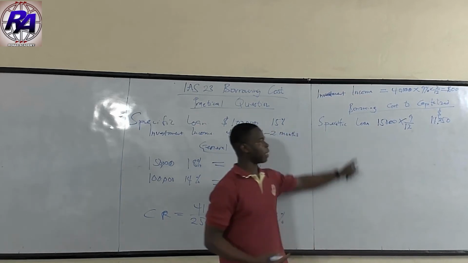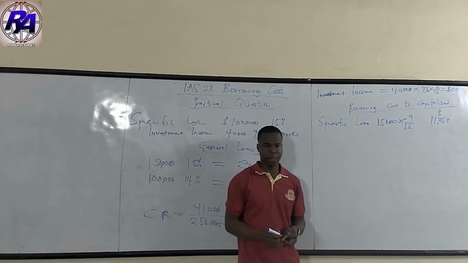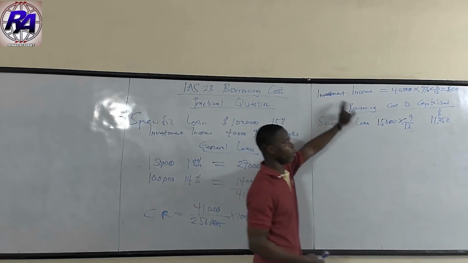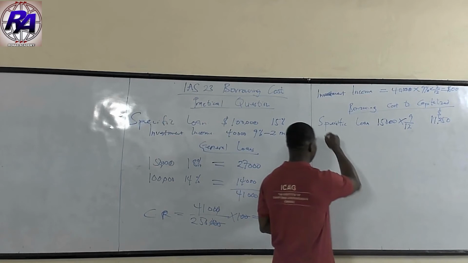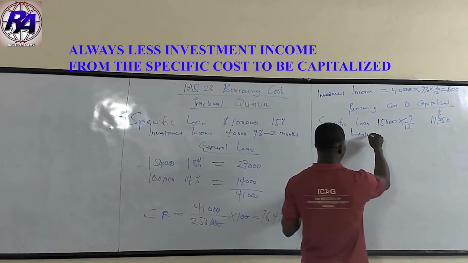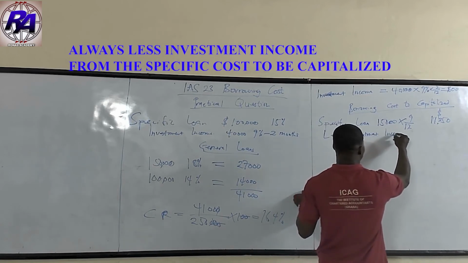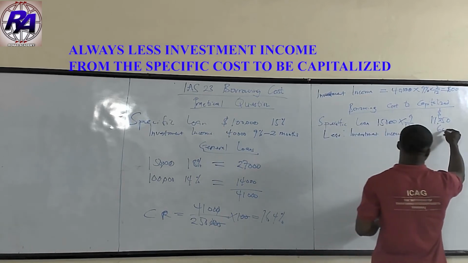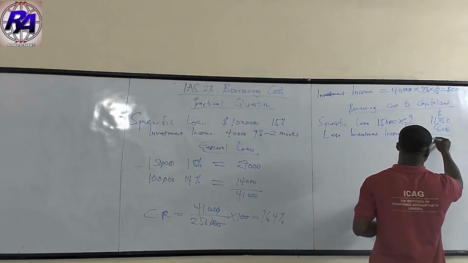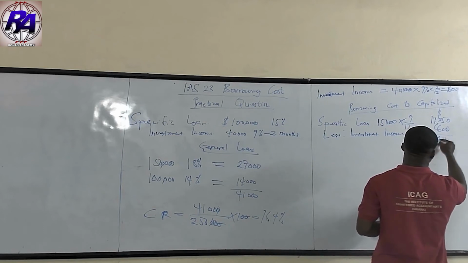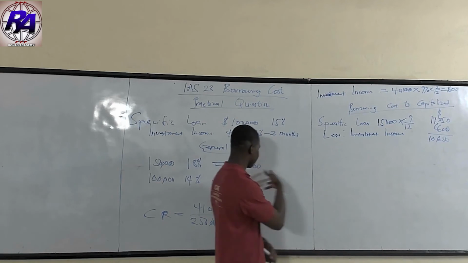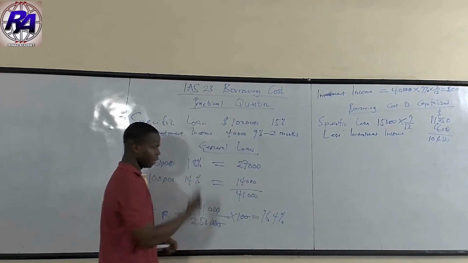Remember that this specific loan is earning us an amount of income. Anytime I do specific loans, there is investment income that we are supposed to lessen from it. So here we are going to less our investment income of 600. If we less this, we are going to get a value of 10,650.